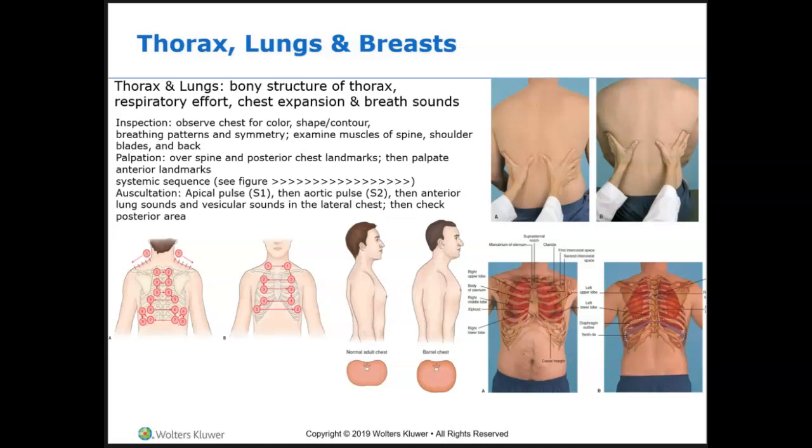Then as the patient breathes slowly and deeply through the mouth, auscultate the lungs across and down the posterior thorax to the base of the lungs in a sequential pattern, comparing again left to right.